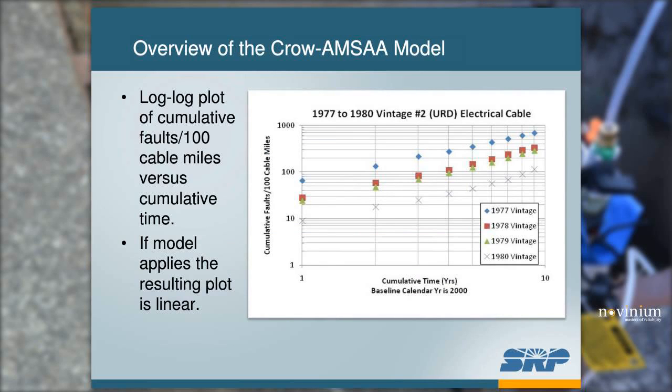So if we take our data and we plot it on log scale, what we'll find is, if the model is going to be of value to us, that data will plot in a fairly linear fashion. Again, we're looking at cumulative faults per 100 cable mile, or cumulative faults, versus cumulative time. The slope of that line is the beta parameter in that model, your fault rate. The lambda is the intercept there at a log of 1.